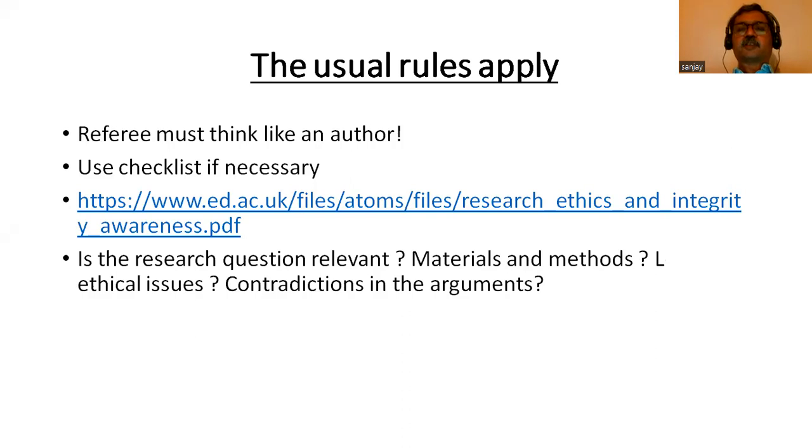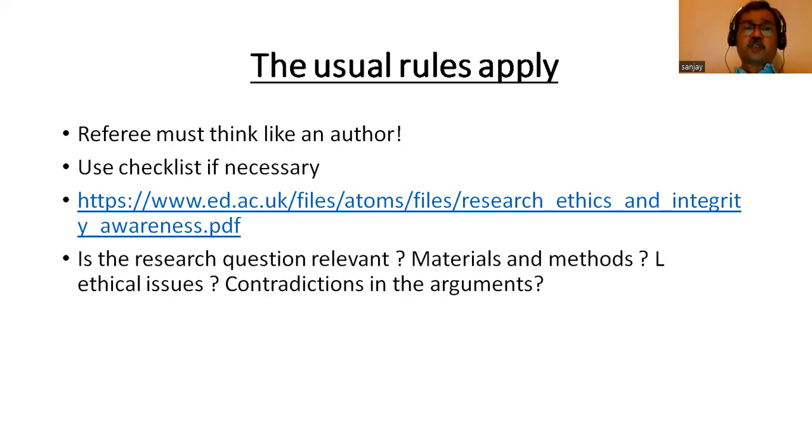The researcher does a terrific study, but there is something fundamentally wrong in the materials and methods. The wrong statistical test has been used, or the wrong cohort of patients has been used, and so on. And so when your materials and methods are wrong, the whole thing falls through. Are there any legal issues? Are there any ethical issues? Are there contradictions in the argument? Is there something that the author says in the beginning that is entirely different in the end? I've seen this happening in papers. And so sometimes things just fall apart.